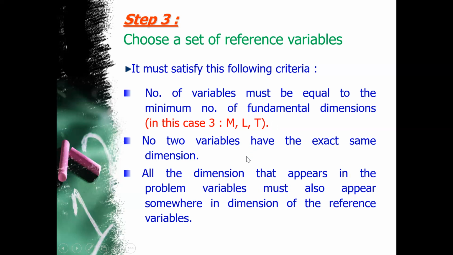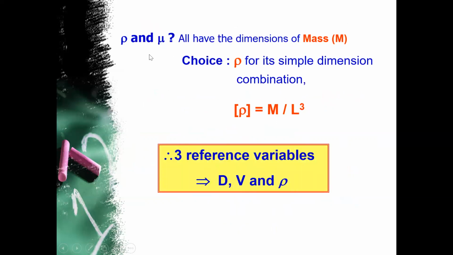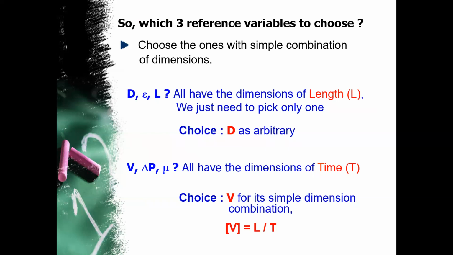So we need to look at the real example to really understand this. Okay, let's go here. Now we need to choose 3 reference variables. So what is actually a reference variable? Choose the ones with simple combination of dimensions, because in total we have 7. These 3 are the pipe properties, then we have another 3, and another 2. In total we have 7 variables. Of the 7, we need to choose 3 reference variables.